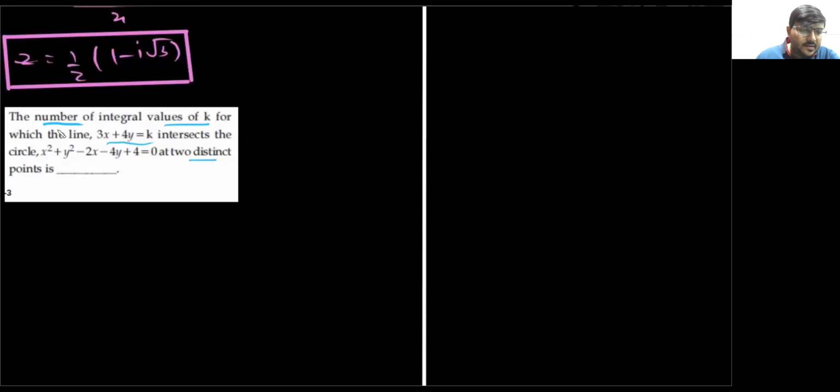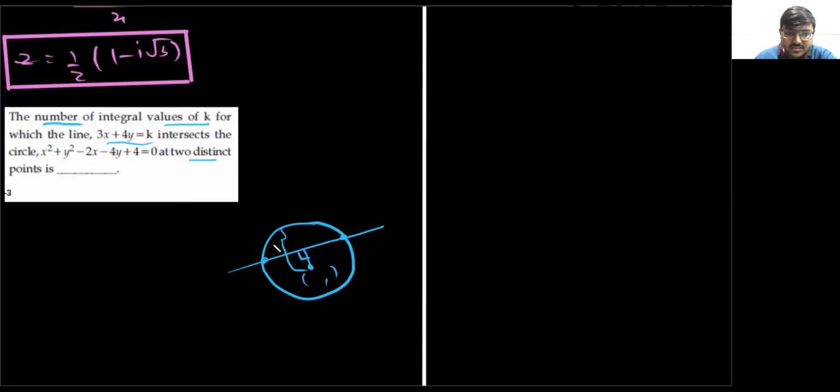The number of integral values of k for which the line intersects the circle at two distinct points. If this is a circle and there is a line, then the perpendicular distance from the center of the circle to the line is compulsorily less than the radius. So let me first find the center of this circle.